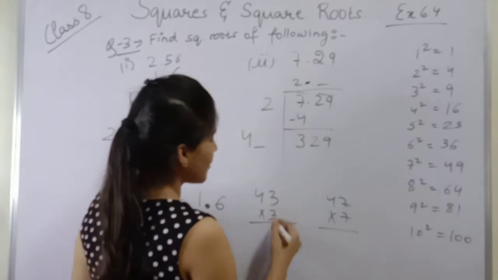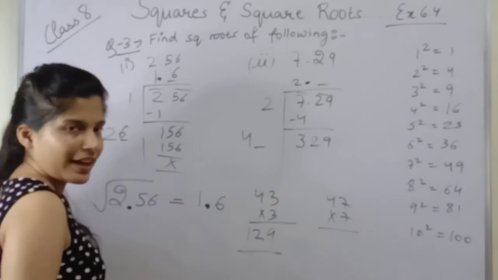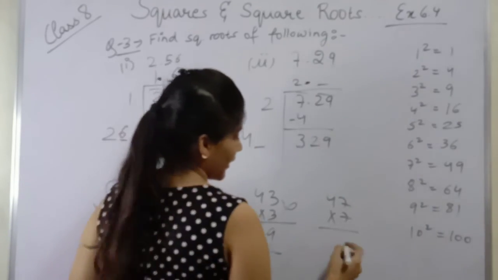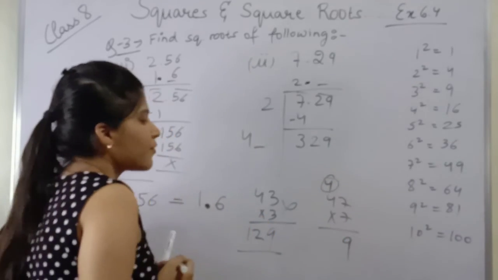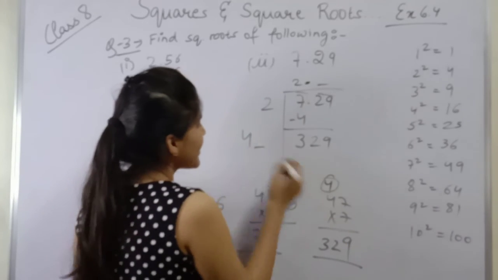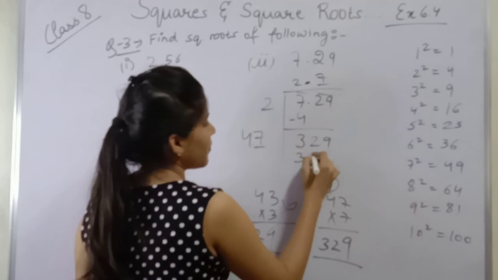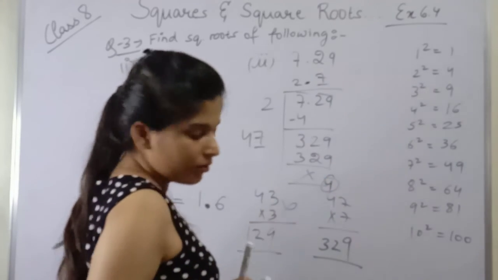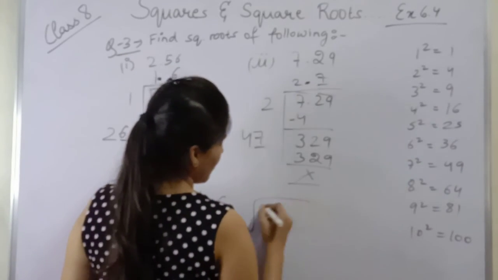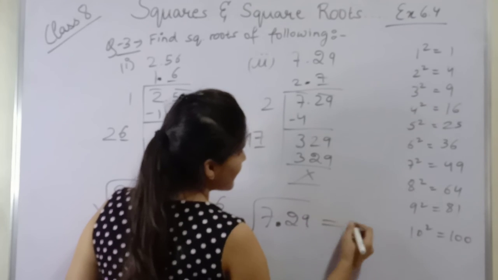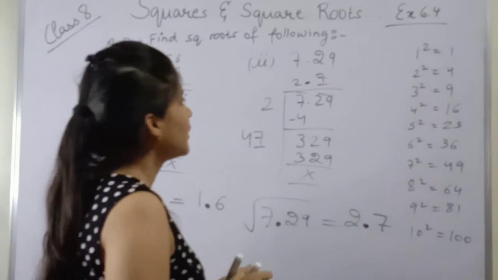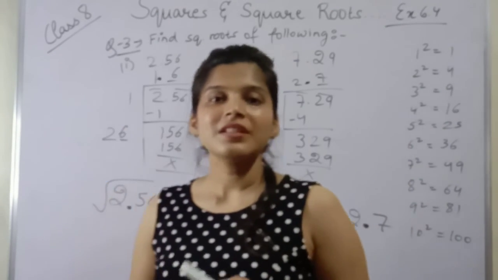43 into 3 कर लेते हैं. 3 3 is 9, 4 3 is 12. नहीं आया इससे आंसर. So 47 into 7 करते हैं. 7 7 is 49. 4 carry. 7 4s are 28. 28 plus 4 is 32. We got 329 by 47 into 7. 329. So remainder is 0. Now we can write the square root of 7.29 as 2.7. So 2.7 is the square root of 7.29. This was second part.